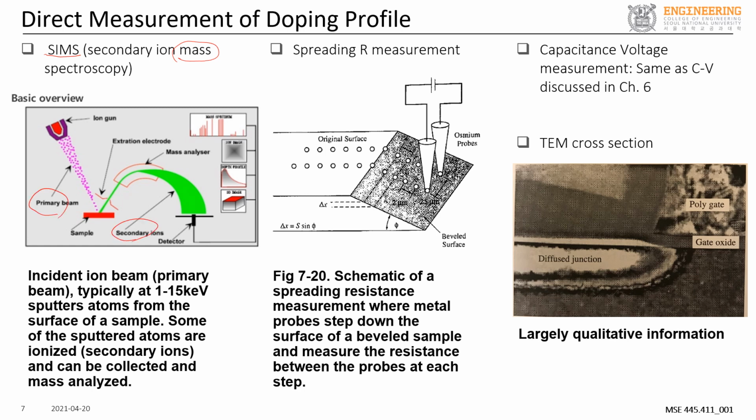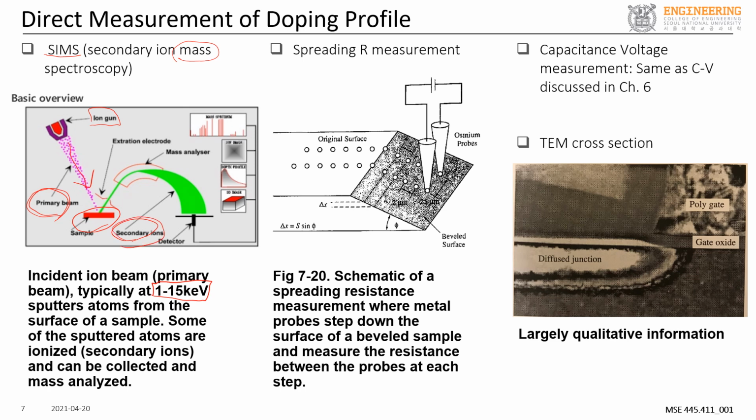The primary ion is a very energetic ion which is generated by this ion gun. This is not within your sample, but it goes to the sample with pretty high energy. And then this is your sample. You want to know the doping concentration in the sample. What happens is that this energetic primary ion beam will sputter atoms off from the surface of the sample.